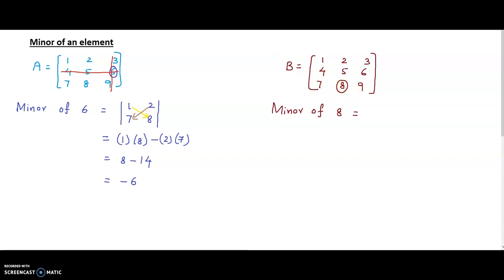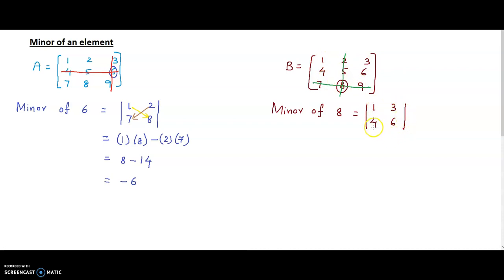To get the minor, we need to delete the row and the column. It is the third row and the second column. You delete the third row and the second column where your element is present. And the rest of the 4 elements you have to write in the form of the determinant. The remaining 4 elements are 1, 3, 4, 6.